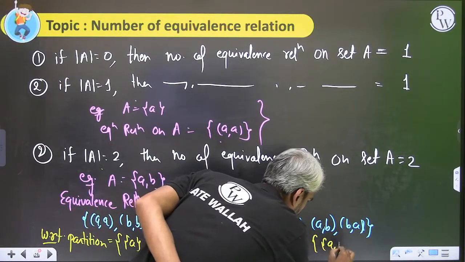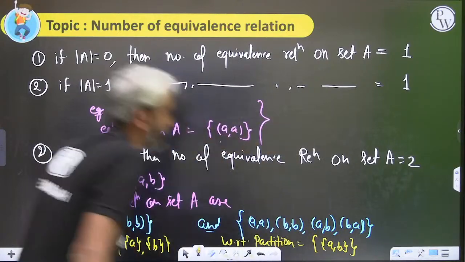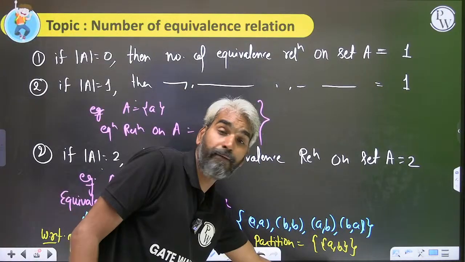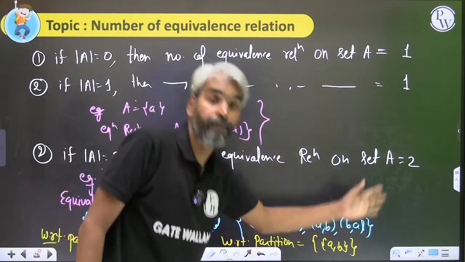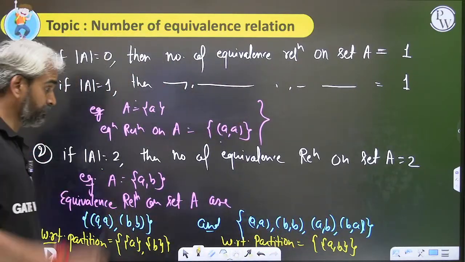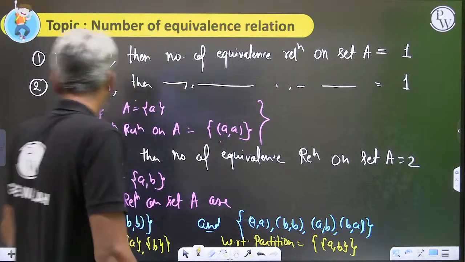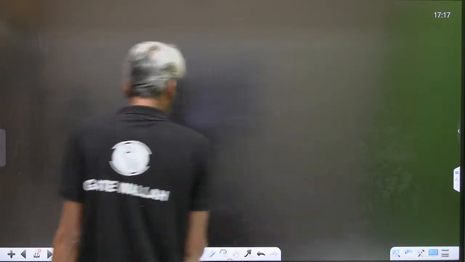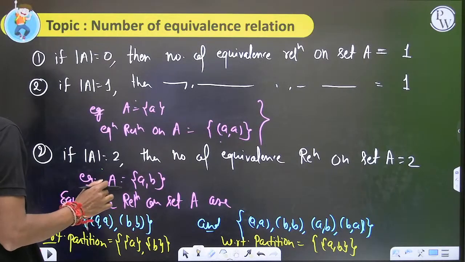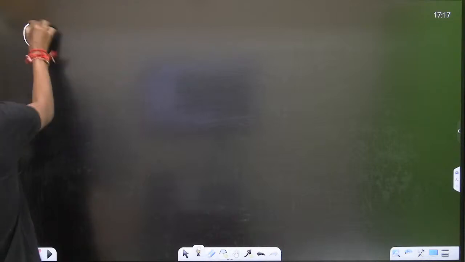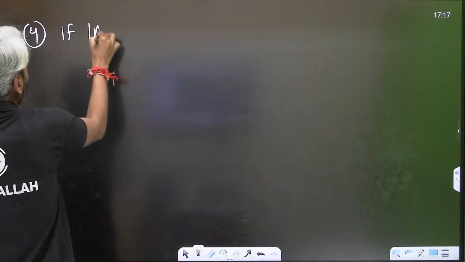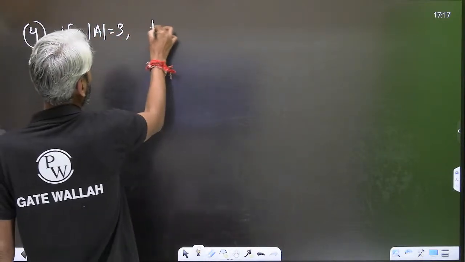Sir, if I take a single subset as AB, then AB cross AB will be AA, AB, BA, BB. So all ordered pairs. Similarly, you can define the number of equivalence relations when mod A equals 3. We are done? Yes, we are done. Mod A equals 3.